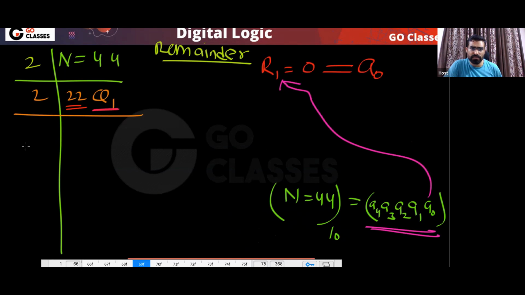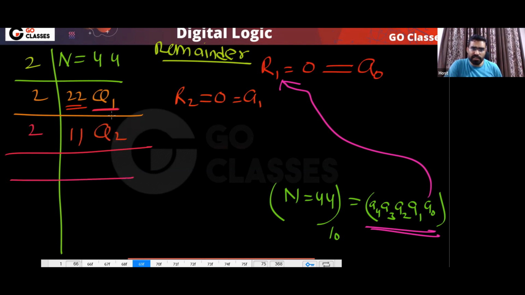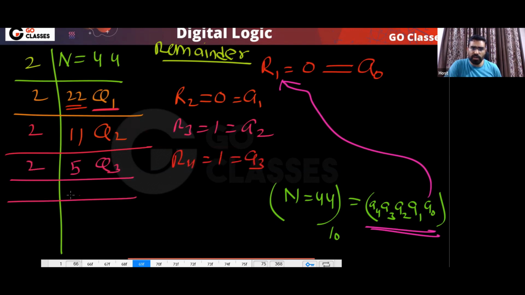Then you got a quotient. Now this quotient you divide, then what will be the next remainder? The next remainder will be 0. This will be your A1. Then the next quotient will be 11. This next quotient you divide by 2, then the remainder will be 1, and this will be your A2. And the next quotient is 5. Then again you divide by 2, then what will be your remainder? Your next remainder will be 1. This will be your A3.